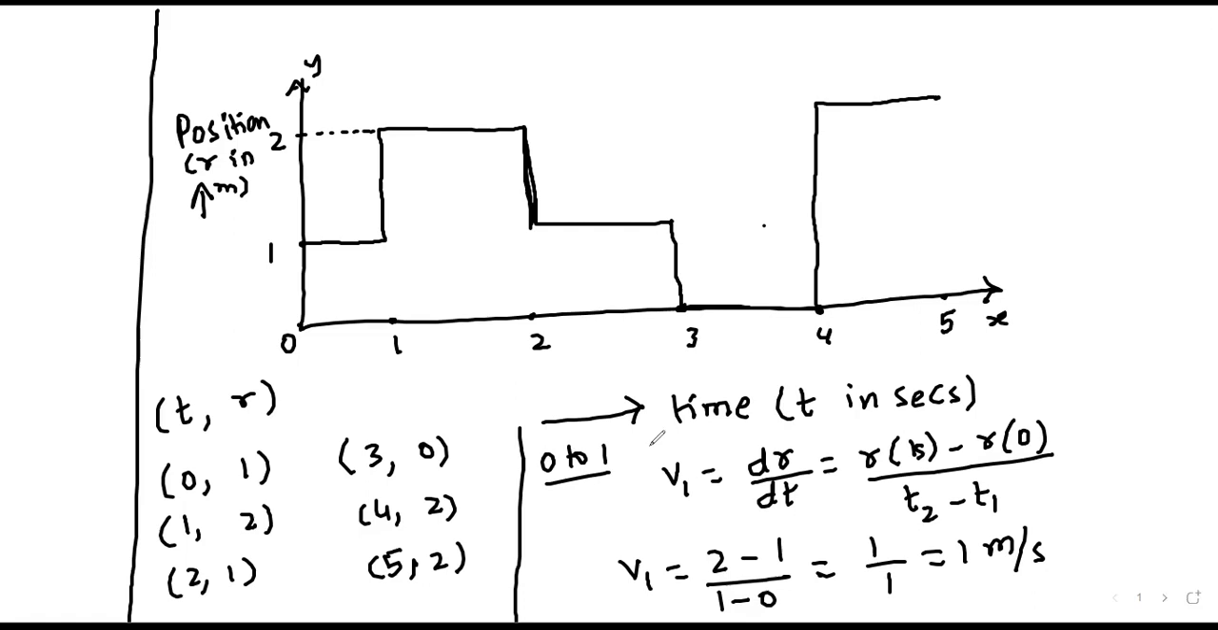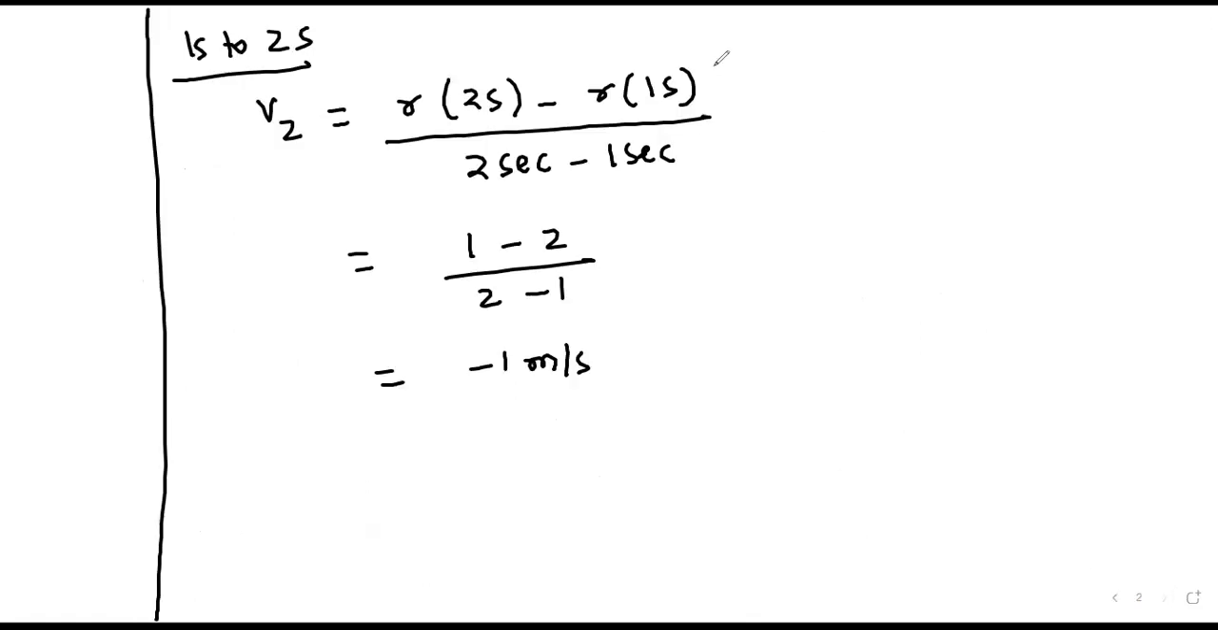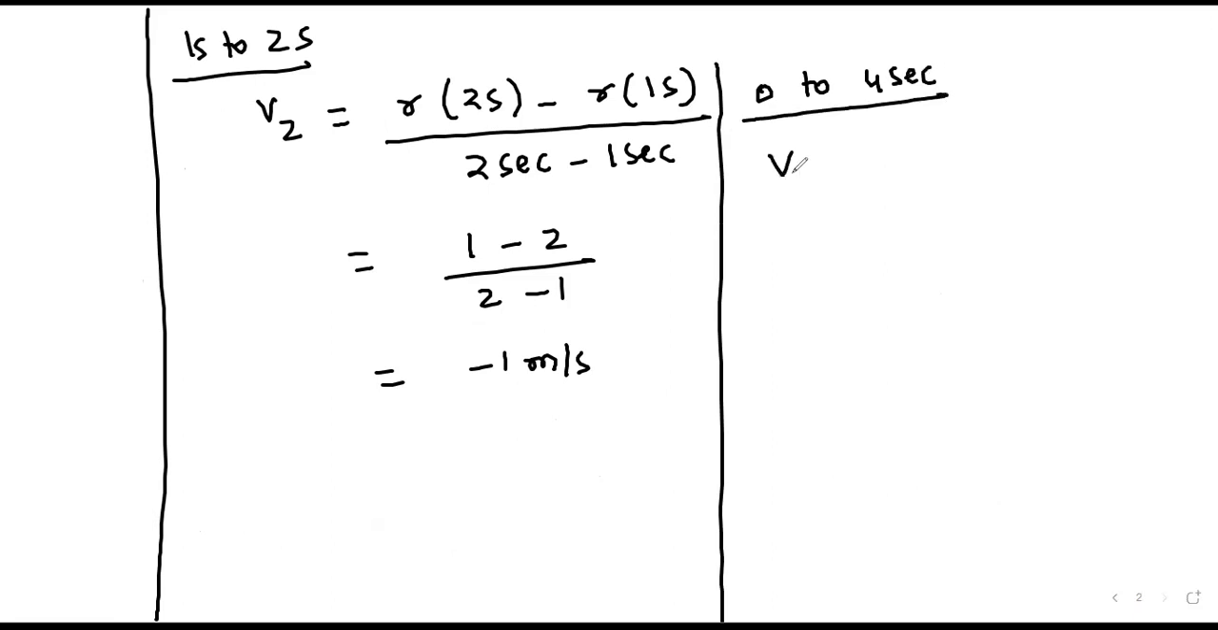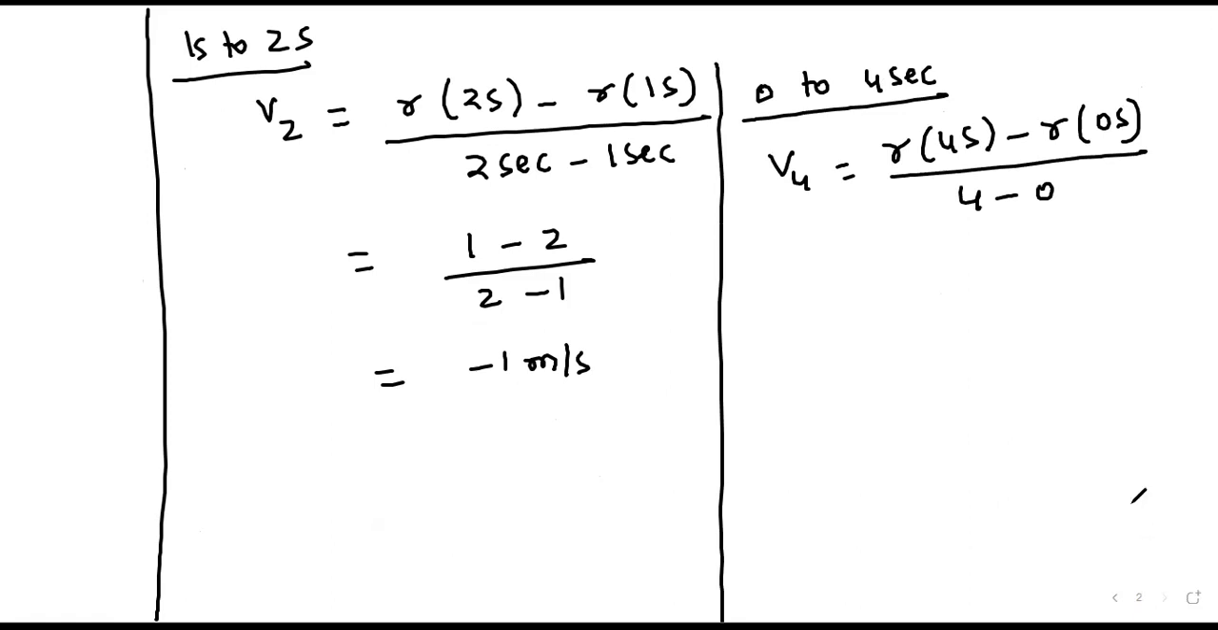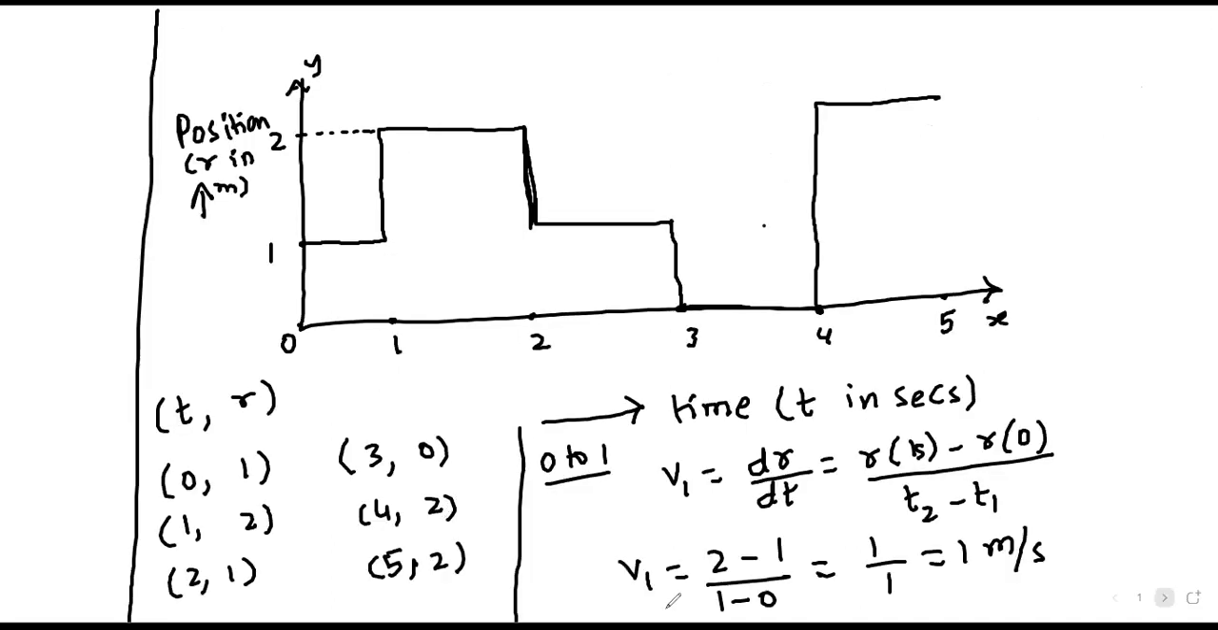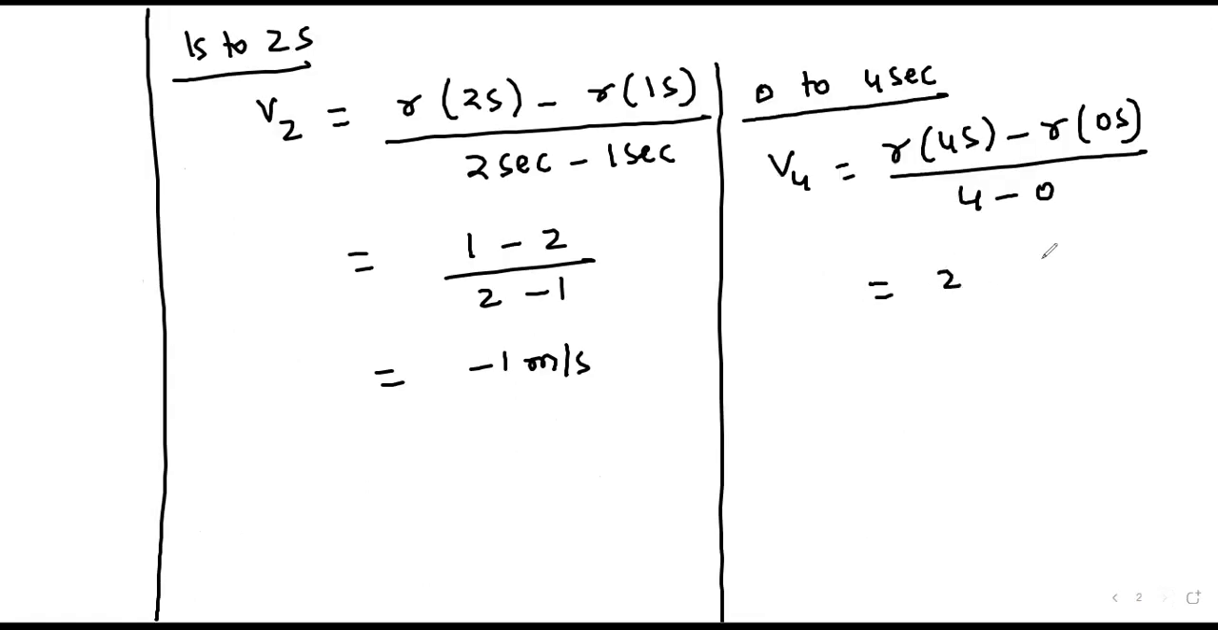Okay. Similarly, I can find for other intervals. Suppose I want to find velocity from 0 to 4 seconds. Velocity, suppose V4, equals position at 4 seconds minus position at 0 seconds by 4 minus 0. Position at 4 seconds is 2 meters now. Position at 0 seconds is 1 meter. So it is 1 by 4.